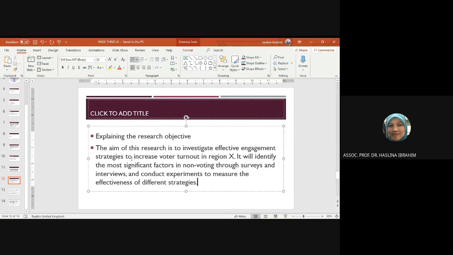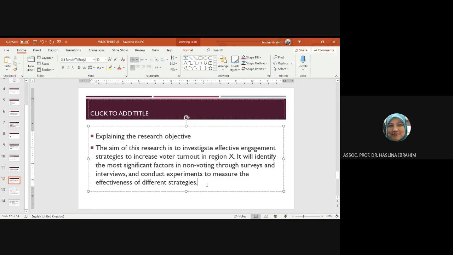So the research objective: the aim of this research is to investigate effective engagement strategies to increase voter turnout in Region X. It will identify the most significant factors in non-voting through surveys and interviews, and conduct experiments to measure the effectiveness of different strategies.